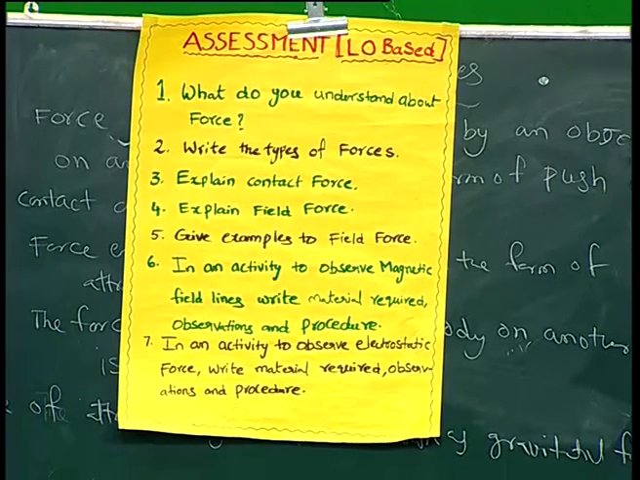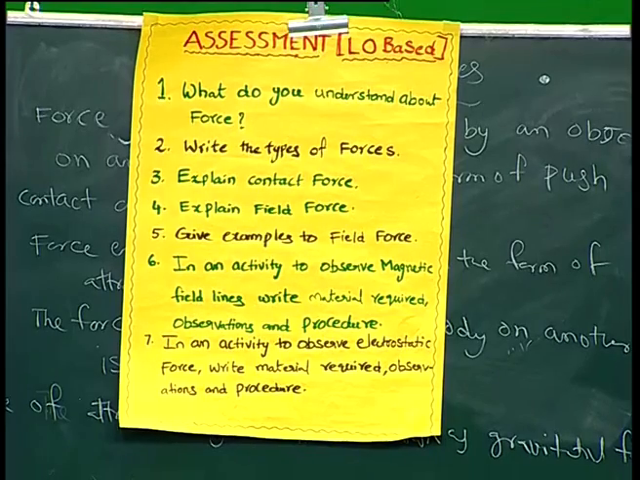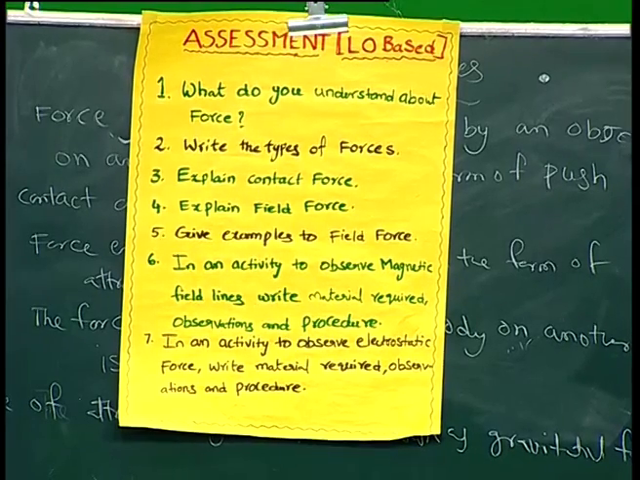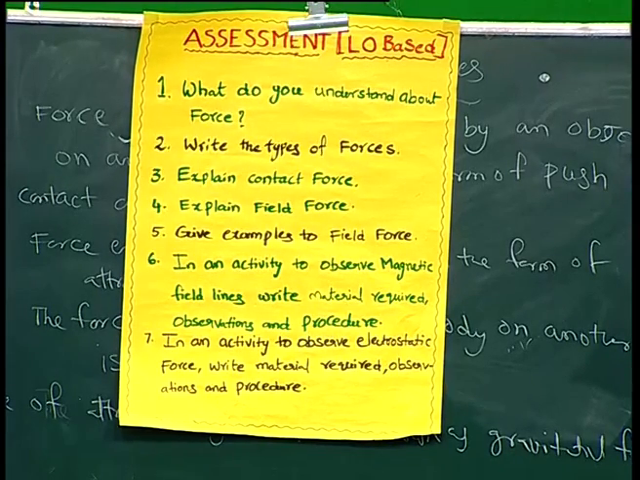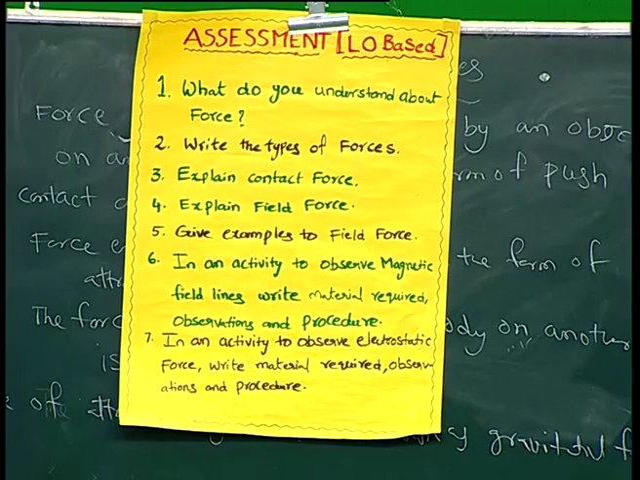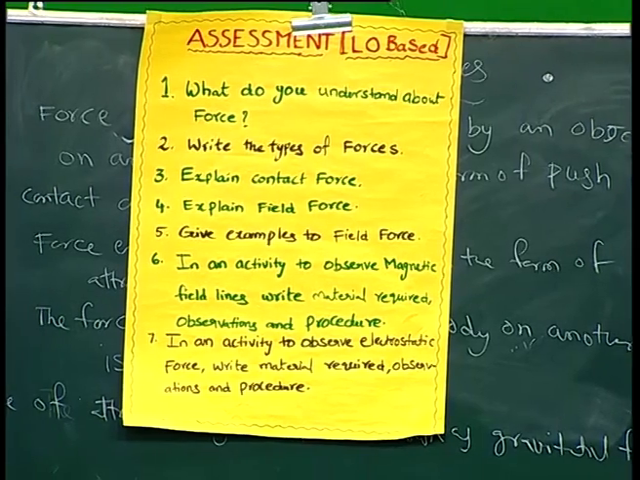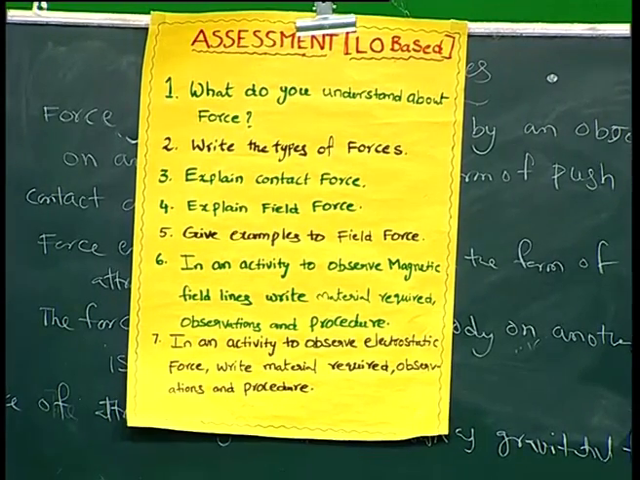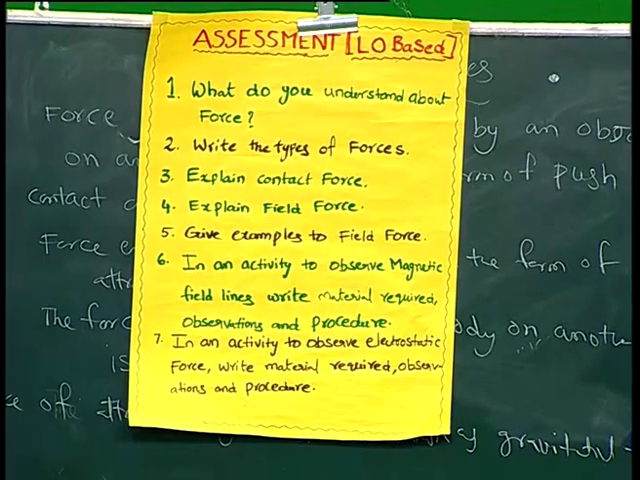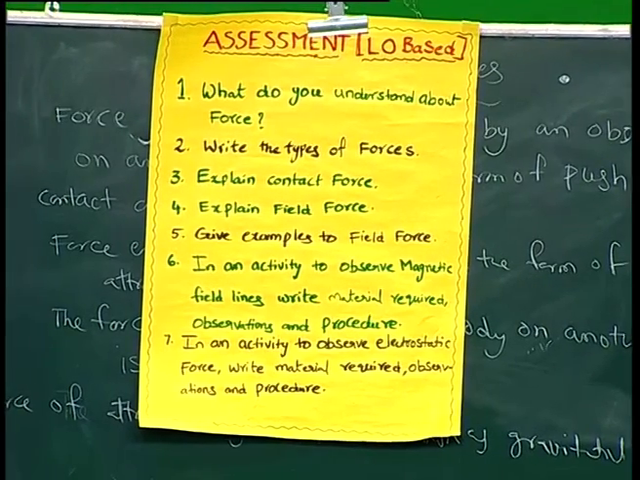In an activity to observe magnetic field lines, write the materials required. What materials did we use for magnetic field lines? A bar magnet, iron filings on paper. Yeah. You also need to write the observation and procedure. In an activity to observe electrostatic force, write the materials required, observations and procedure.